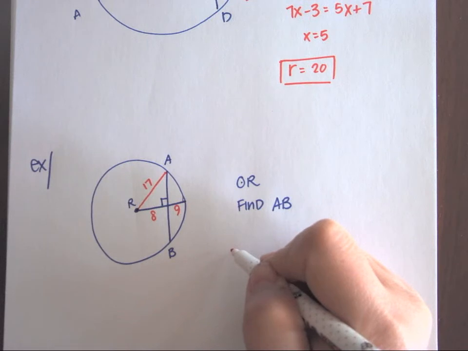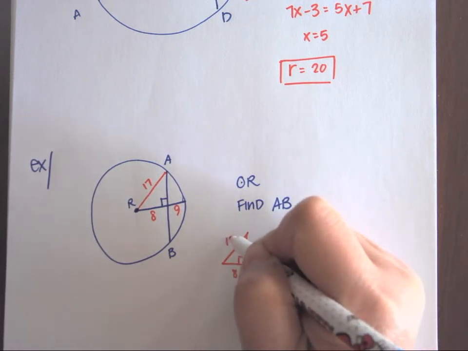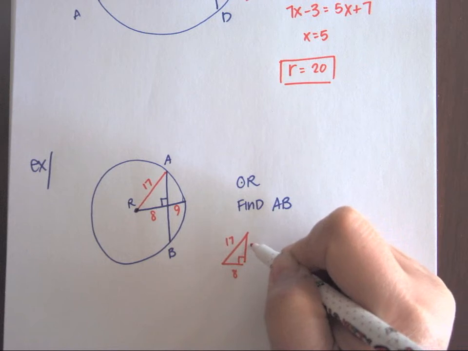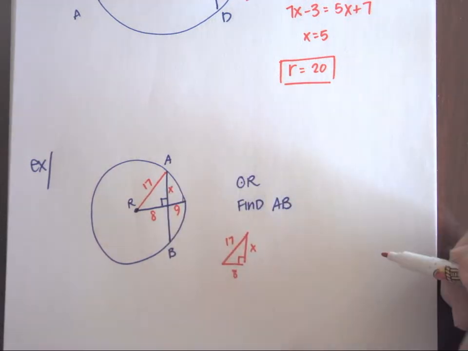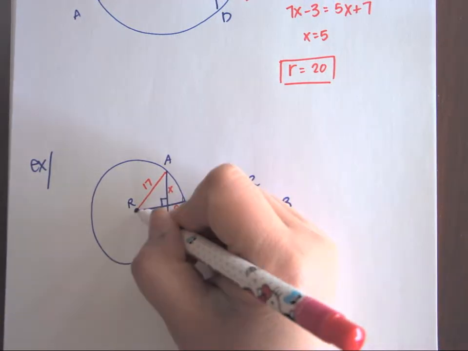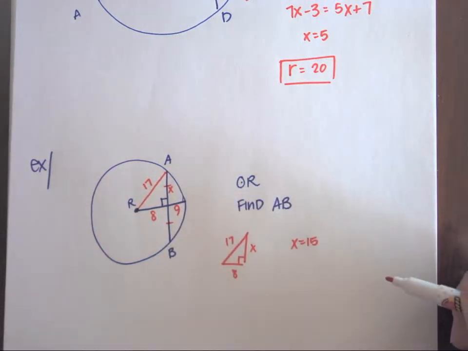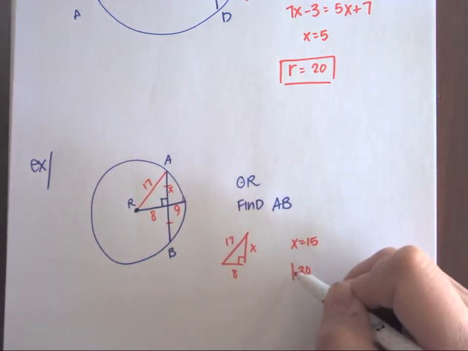So now we have this right triangle. That's 8, 17, and x, let's say. Ooh, that looks familiar. That's a triple. So x equals 15. This is perpendicular to the chord, so that means these are congruent. So AB is 30.